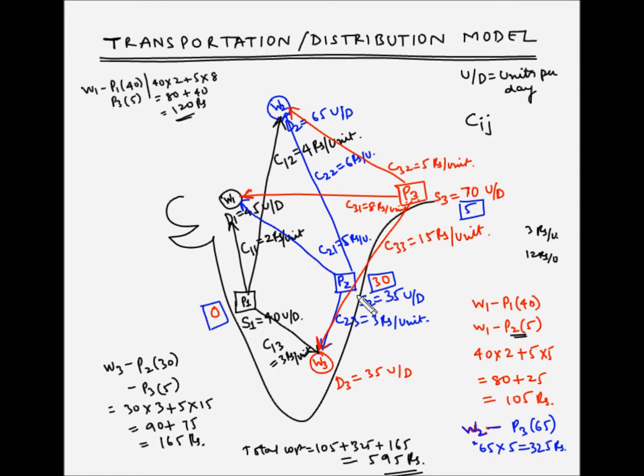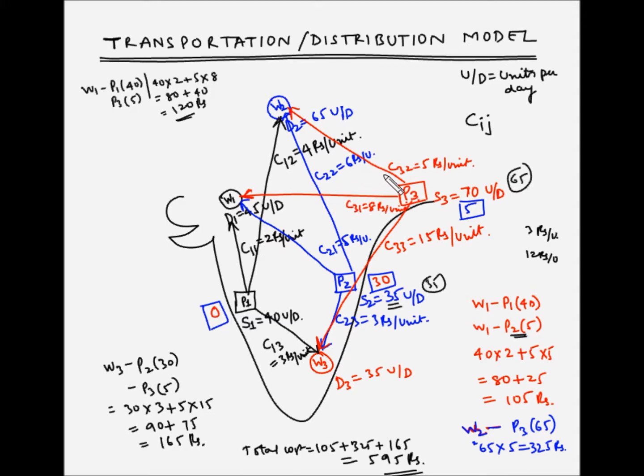So in that case, this would still be 35 and P3 would be having 65 units to supply. Now let's come to W2. So with this change, now P1 doesn't have any supply remaining for W2. So the remaining options are P3 and P2.